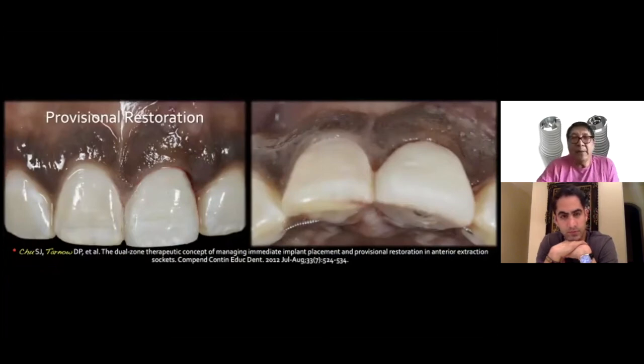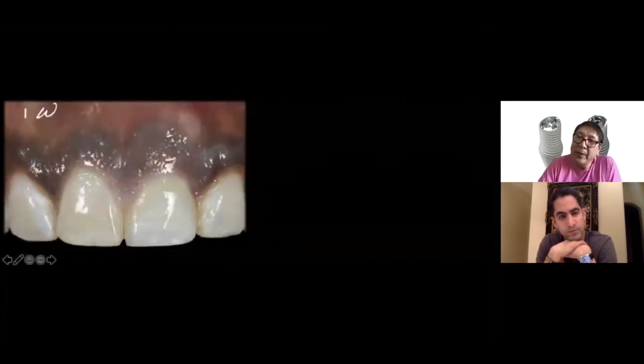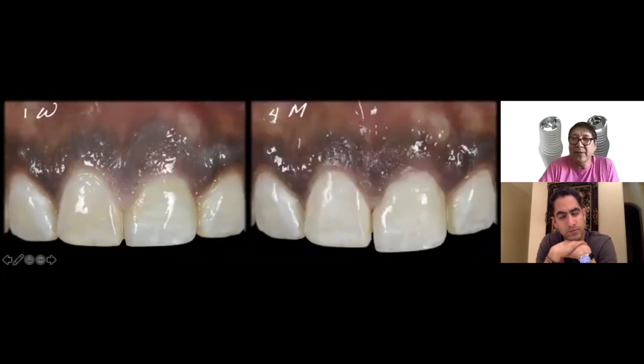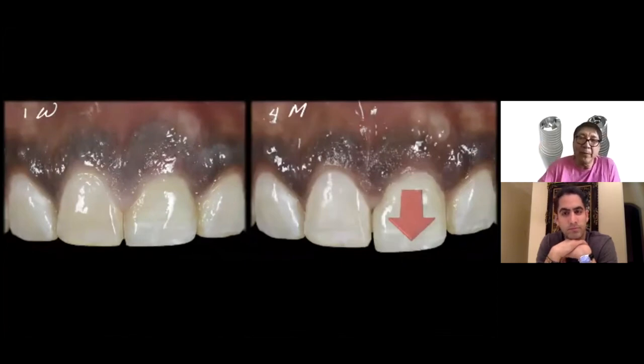Now, we made the provisional restoration out of occlusion. We saw him at 1 week, but at 4 months, he comes in and the whole temporary is mobile. And of course, your heart sinks. You can see that this tooth is loose. I tightened the temporary, but it was still wiggling. So we knew it was the implant that was problematic.